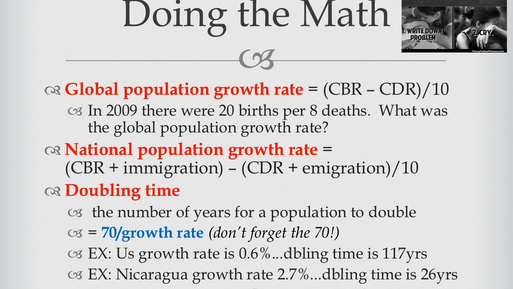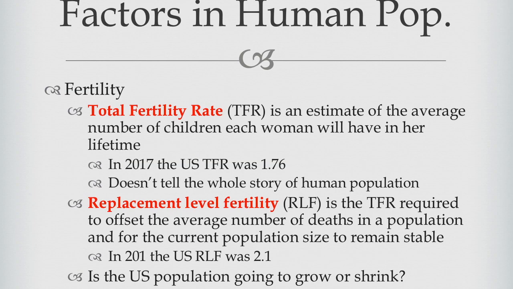The big one here is this 70. I guarantee that will pop up on a test. They call it the rule of 70, by the way.